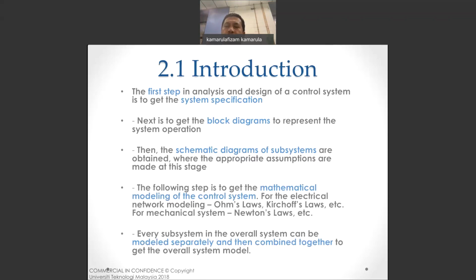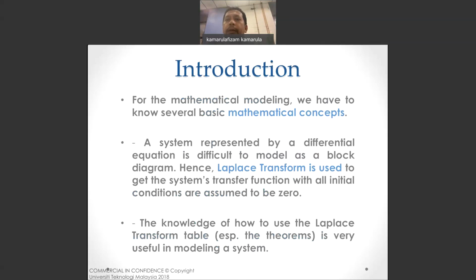All right. As an introduction, this slide goes back to lecture 1. They say here the first step in analysis and design of any control system is to get the system specification. And next, we have to draw the block diagram, and then the schematic or diagram of the subsystem. And then we are going to construct the mathematical model, and then you can prototype the thing.